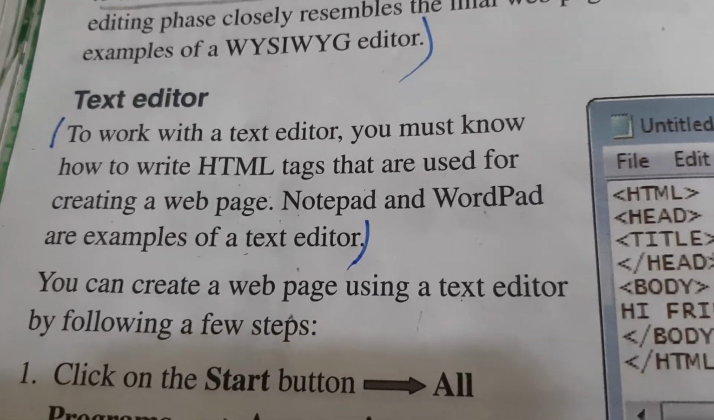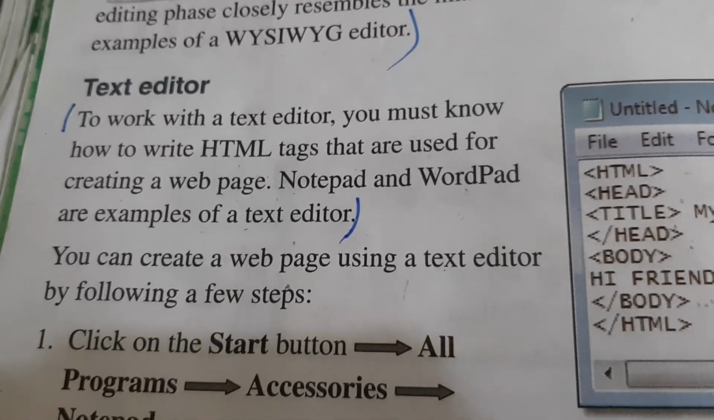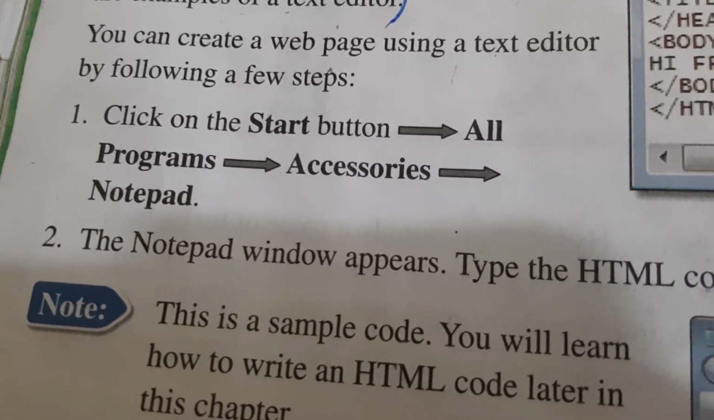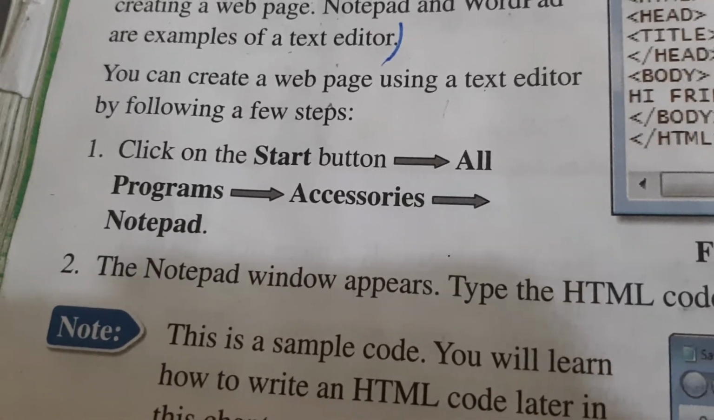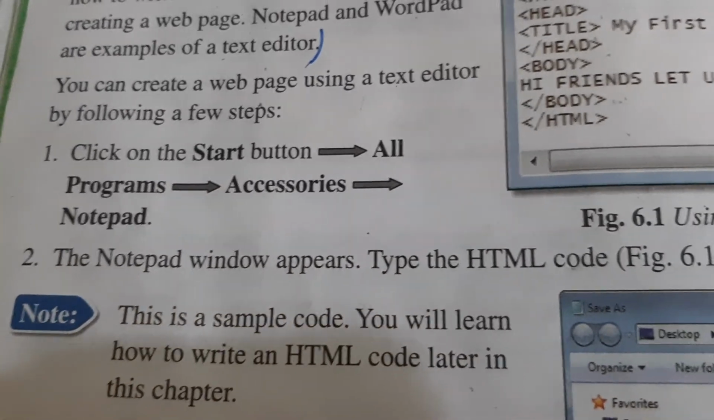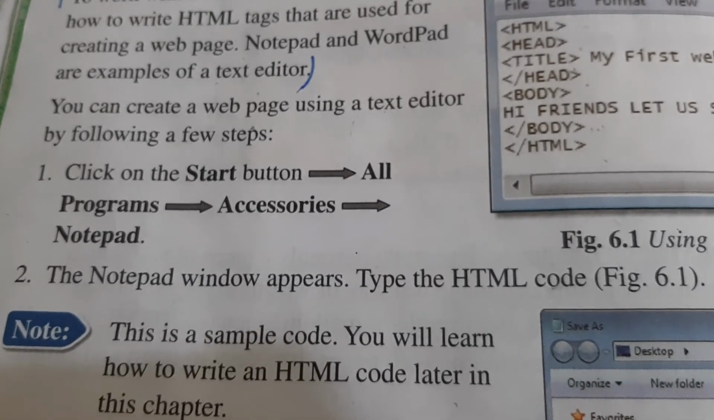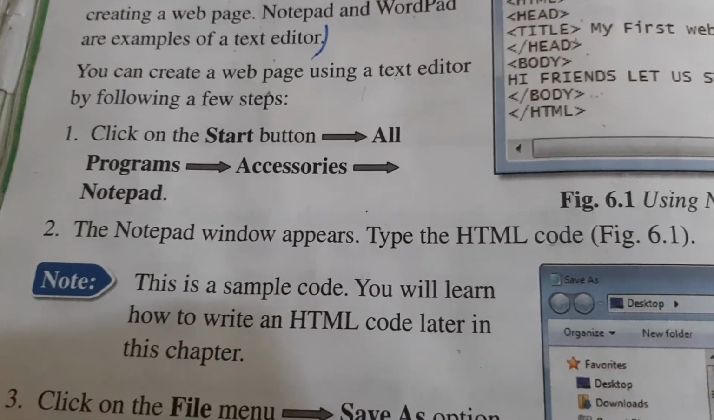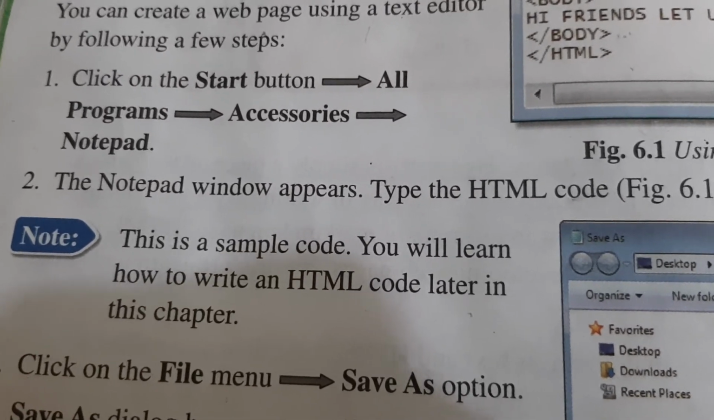Now we will see how you can open Notepad. First step is click on the Start button, All Programs, Accessories, Notepad. I hope all of you know how to open Notepad. The Notepad window appears. Then you will write down the HTML code. This is a sample code. You will learn how to write an HTML code later in this chapter.